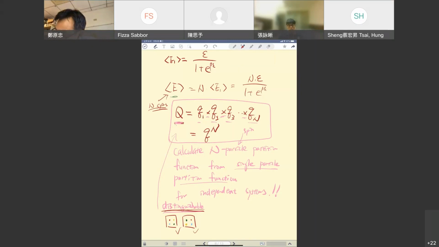Or naturally, if you have a system that's arranged on lattice points, so on a lattice, they are spatially separated and they do not move.